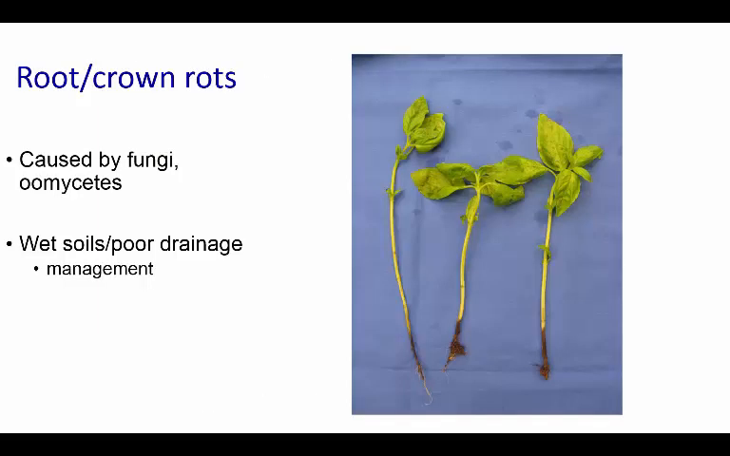Root and crown rots are caused by soil-borne fungi and oomycetes. In this photo, we can see a dark discoloration in the crown and roots. There's also a lack of fine feeder roots. Some root rots cause a mushy texture in the roots, and the tissue easily sloughs apart. Root rots are more likely in wet soils with poor drainage, so overall site, soil, and water management is critical for preventing these diseases.